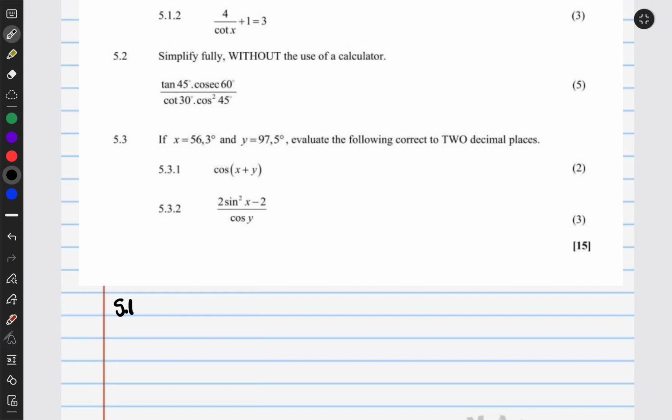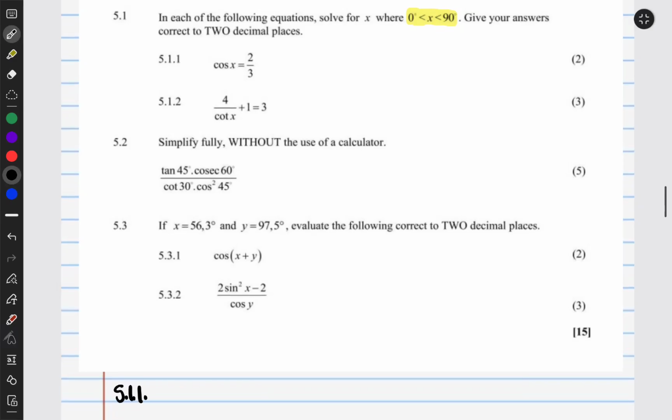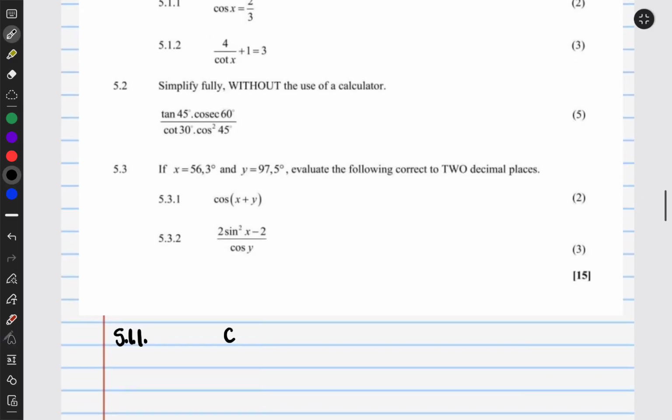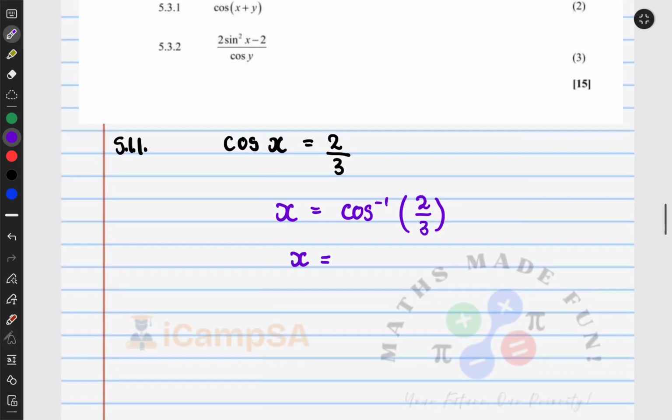So for 5.1.1, we have to solve for x. So cos x is equal to 2 over 3, and then we simply have to take cos to the other side. So we're gonna say x is equal to cos inverse. You say shift and you press cos, it should give you this cos inverse. Therefore x is equal to, what is the answer? Cos inverse of 2 over 3.